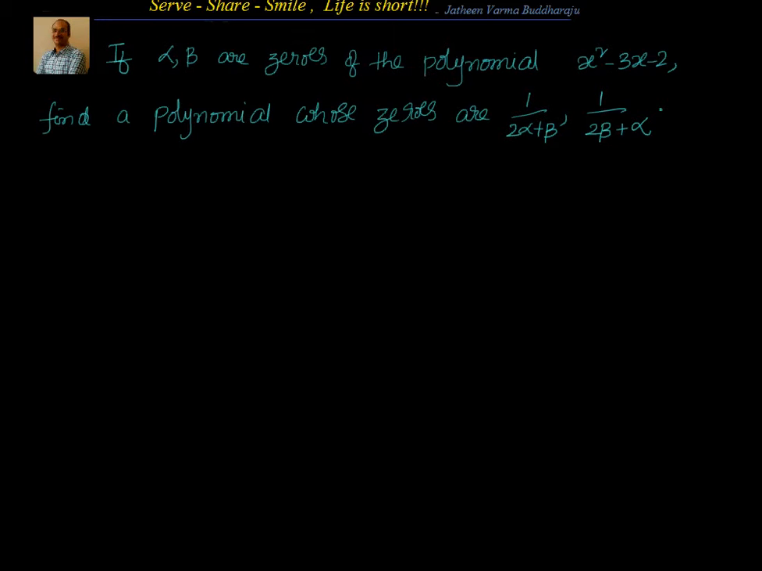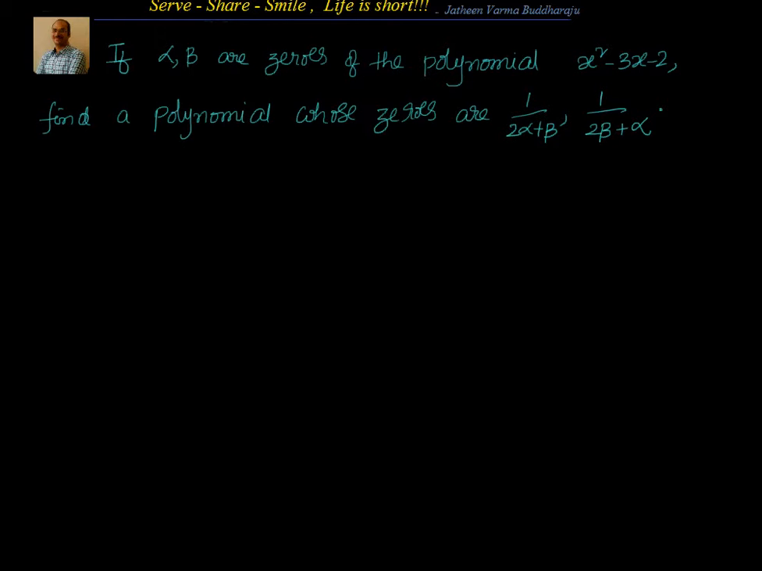Hello friends, welcome back. Let's look at this quadratic polynomial problem related to zeros of a polynomial. If alpha, beta are zeros of the polynomial x square minus 3x minus 2, then find a polynomial whose zeros are 1 by 2 alpha plus beta and 1 by 2 beta plus alpha.